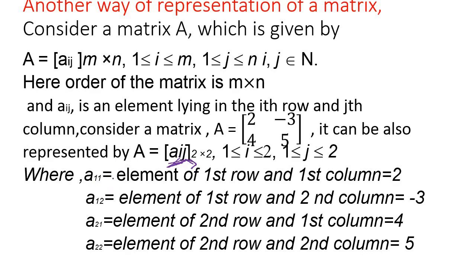So here A11 means the element of the first row and first column, that is 2. A12 means the element of the first row and second column, that is -3, and A21 is the element of the second row, first column, that is 4. A22 is the element of the second row and second column, that is 5. This matrix can also be represented like this in a short form. Okay students, we will move further now.